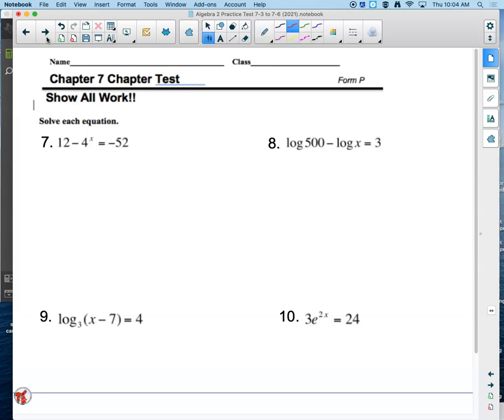Taking a look at number 7. I know I have to get that base of 4 right in the front so that I can get rid of it, but there's other stuff over there. So what do I do? Subtract 12 from both sides. Can that negative be there? No. So how do we get rid of it? We're going to divide both sides by -1 so we can expose that base of 4.